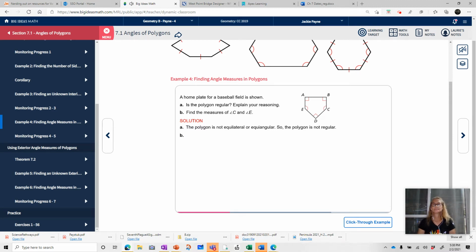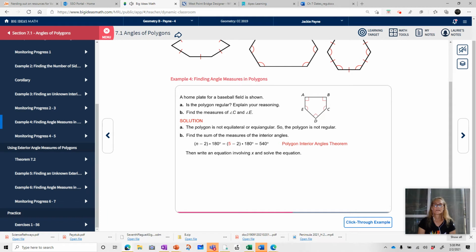Part B. First, find the sum of the measures of the interior angles. By the Polygon Interior Angles Theorem, the sum of the measures of the interior angles of a convex n-gon is the quantity n-2 times 180 degrees. The polygon is a convex pentagon. It has 5 sides. So, substitute 5 for n. Now, 5 minus 2 is 3, and 3 times 180 degrees equals 540 degrees. So, the sum of the measures of the interior angles is 540 degrees.